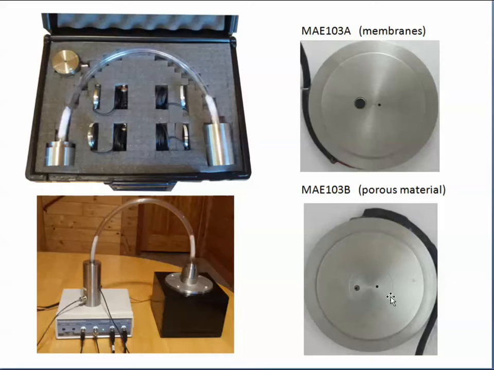Here's the 103B. It also has a microphone port and then a sample port. So you actually put the samples over this measurement port. There is a 15 millimeter diameter line inscribed in the 103 sample holders. It corresponds to the inside diameter of this coupler block. And so you don't want to put samples outside of that 15 millimeter scribe line.